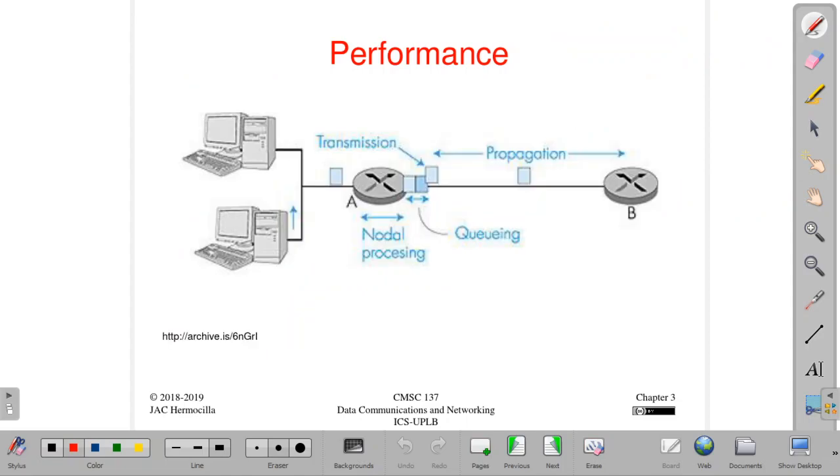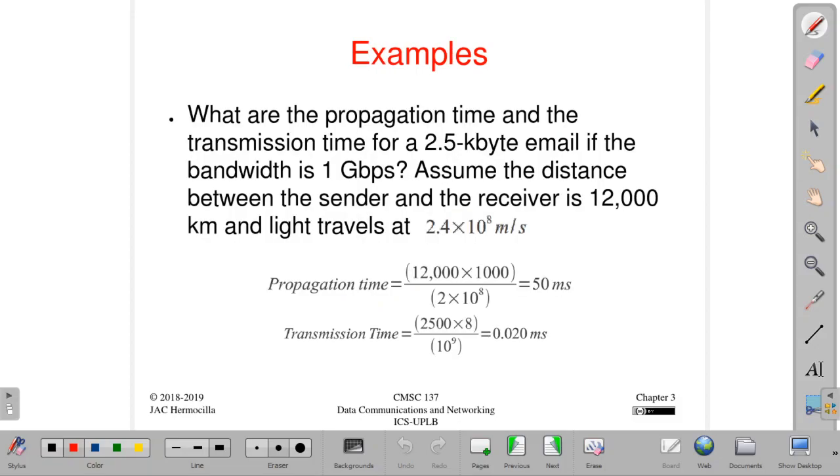And the last one is nodal processing, the task being done here. Here is the illustration: propagation time, transmission time, queuing delay, and nodal processing. Those four factors affect the latency or the delays in packet switch networks.